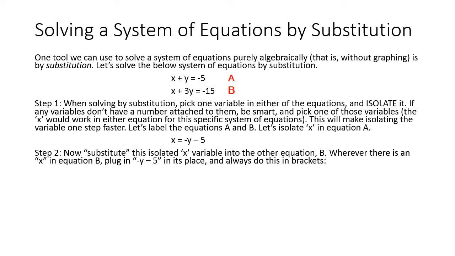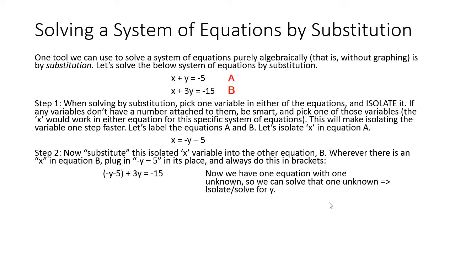Now step 2. This is where this method gets its name. We substitute this isolated x variable into the other equation b. It's very important to sub it into the other equation, not back into its own equation. If you subbed it back into itself, everything would cancel. You get 0 equals 0 and don't make any progress. So wherever there is an x in equation b, plug in -y minus 5 in its place, and always do this in brackets.